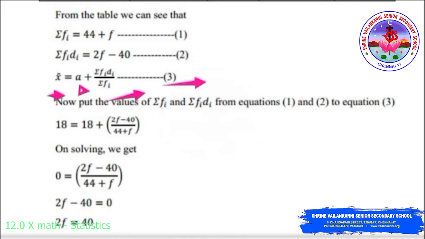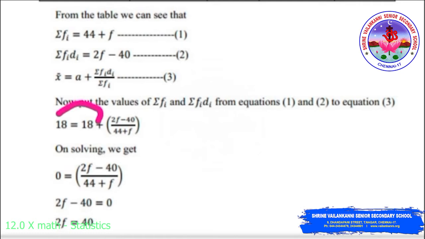Now I am going to substitute equations 1 and 2. The mean value was 18. So substituting, I will be getting 18 is equal to a. My assumed mean is 18, so I am substituting a as 18 here. So I will get 18 plus summation of fidi, which is 2f minus 40, divided by summation of fi, which is 44 plus f. Bring this 18 to the other side.